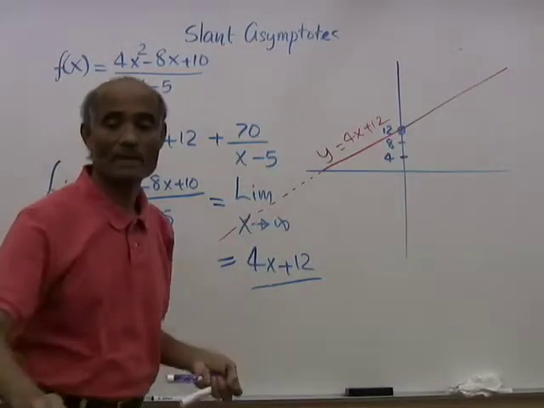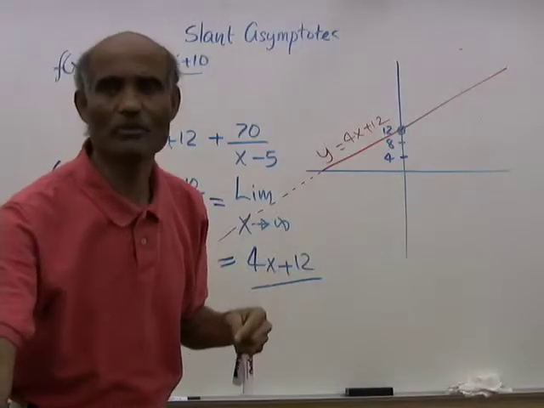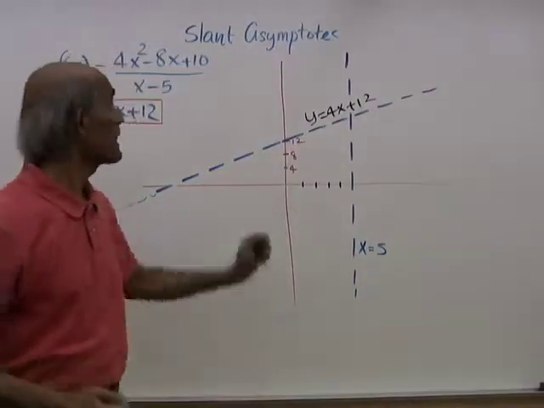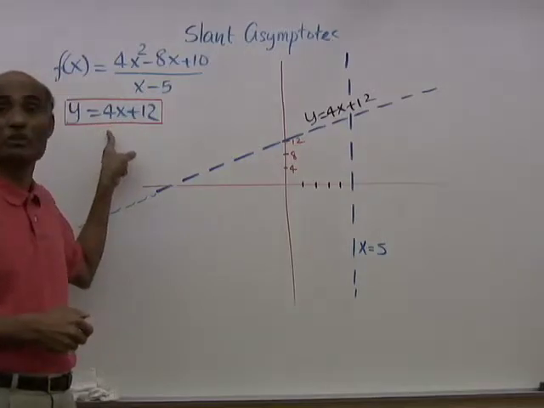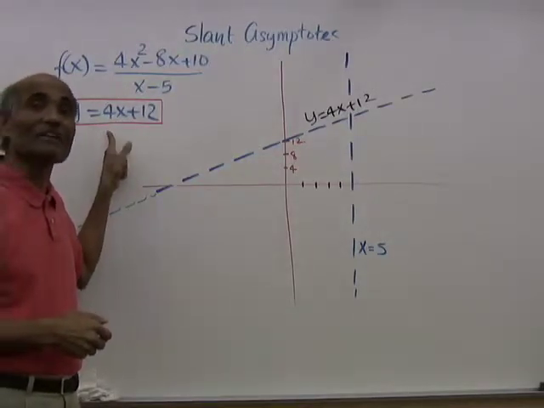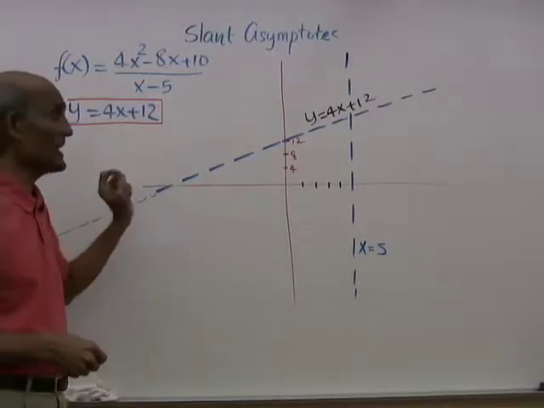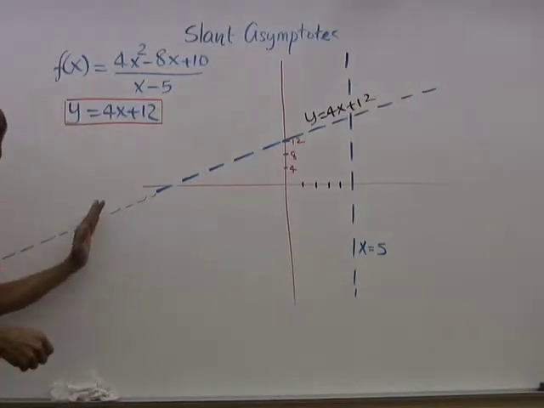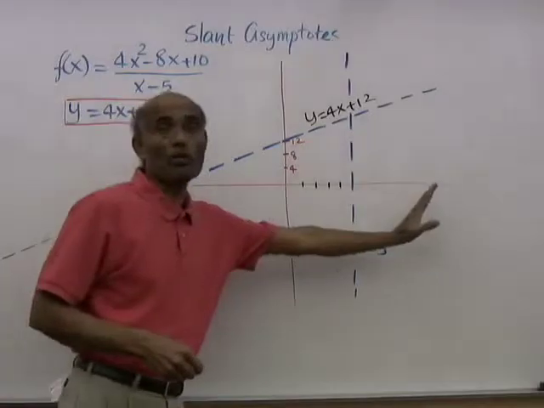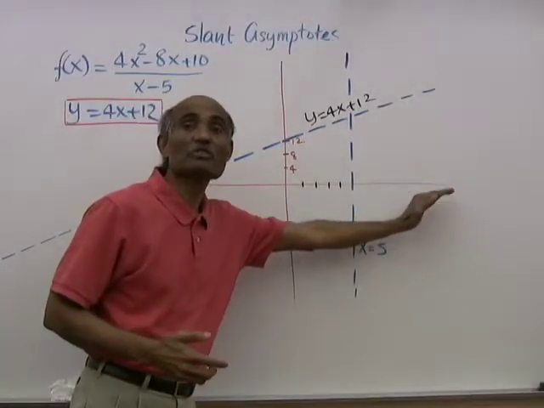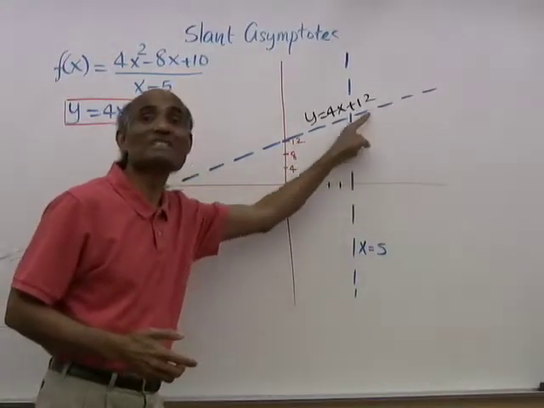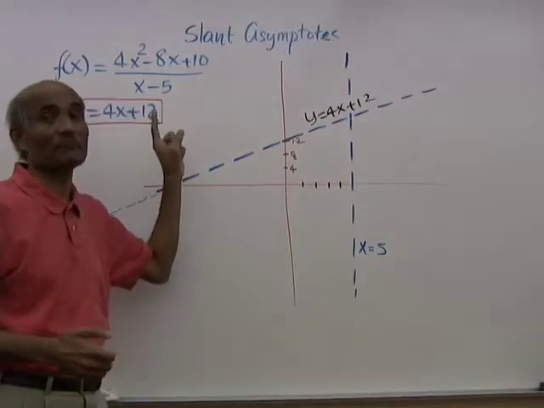Well, let's see if we can draw the graph of this. All right, let's sketch the graph of this function using this information that its slant asymptote is 4x plus 12. That is, as x goes to negative infinity or positive infinity, the function value will approach this line. That's the meaning of that.